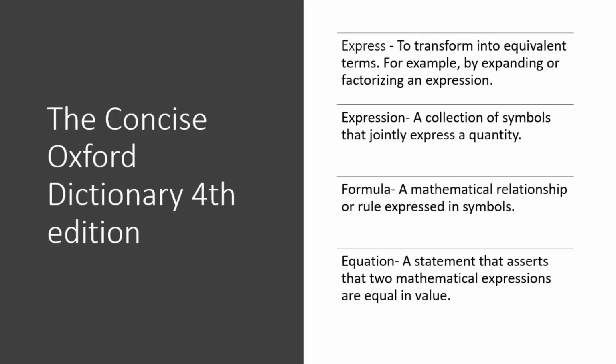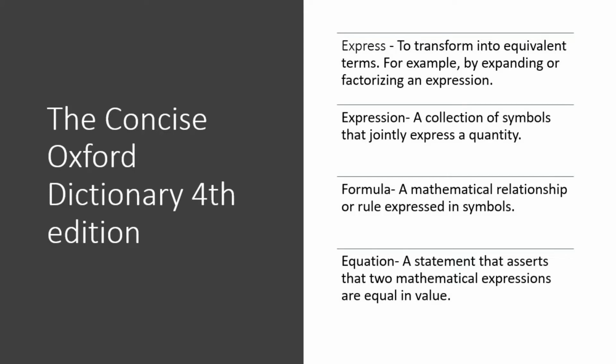To start with, we have some definitions from the Concise Oxford Dictionary of Mathematics, 4th edition. Express: to transform into equivalent terms, for example, by expanding or factorizing an expression. Those were the algebraic processes that we applied to the ellipse equation. Expression: a collection of symbols that jointly express a quantity.